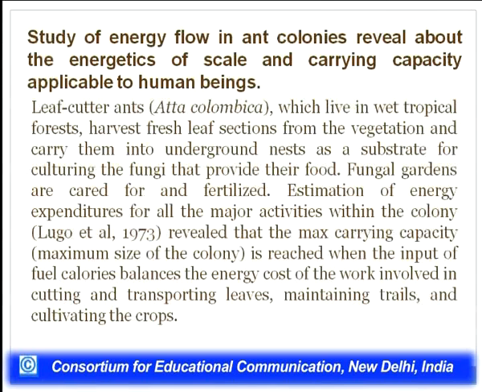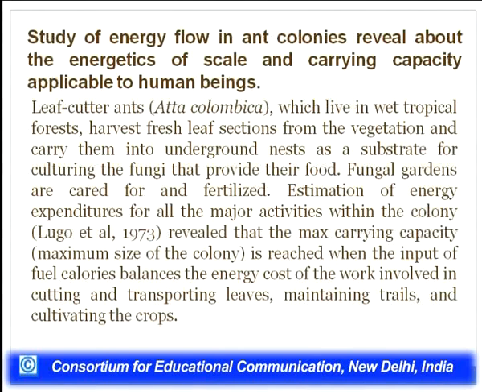So what happens is that leaf cutter ants, Atta columbica, which live in wet tropical forests, harvest fresh leaf sections from the vegetation and carry them into underground nests as a substrate for the growth of the fungi that provide their food. So they carry these fresh sections of leaves to their nests where they culture the fungi that serve as their food. Now the fungal gardens are cared for and fertilized, just as human beings cultivate crops for their consumption. So it's a similar example, and basically it reflects how the energy flow occurs in the carrying capacity which is applicable for human colonies as well.